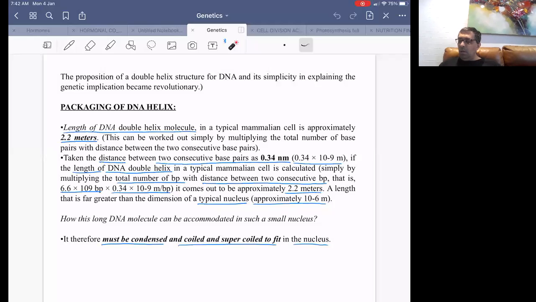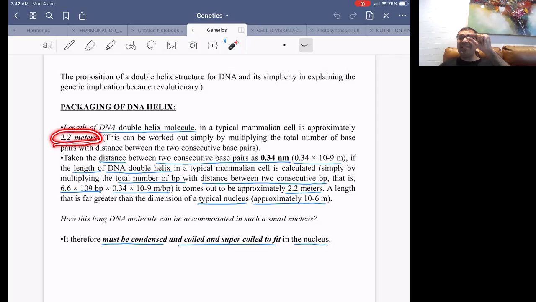So we have talked about DNA replication, and now let us see how this very long DNA gets packed into the nucleus of a cell, which is so microscopic. How long is the length of the DNA? Let's analyze this. The length of the DNA double helix in a typical mammalian cell is approximately 2.2 meters.